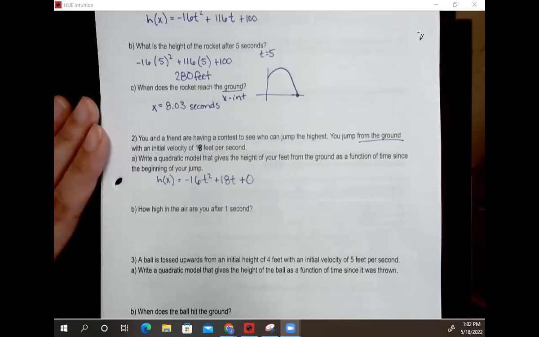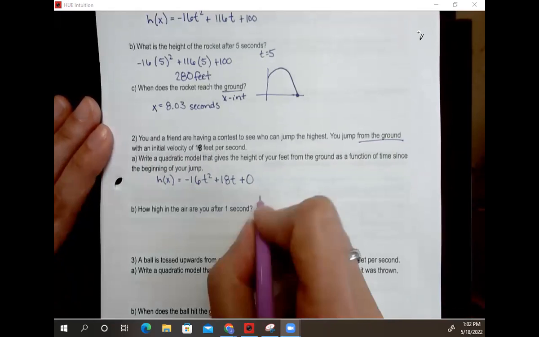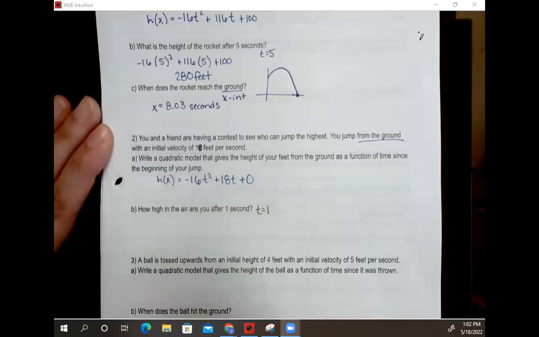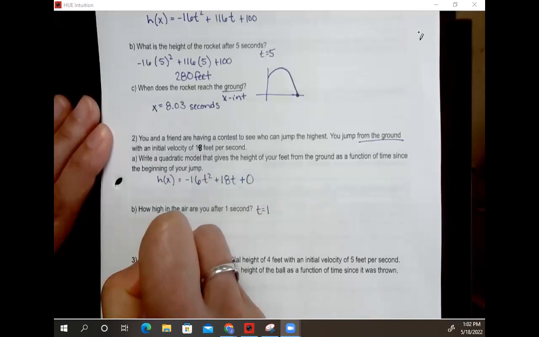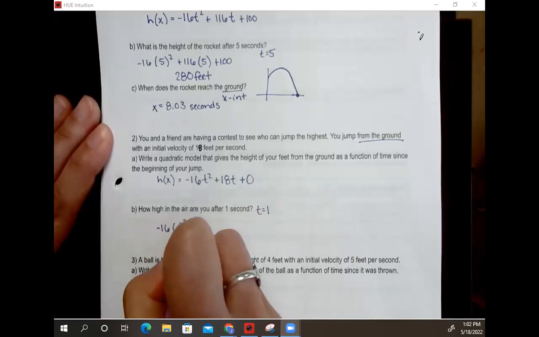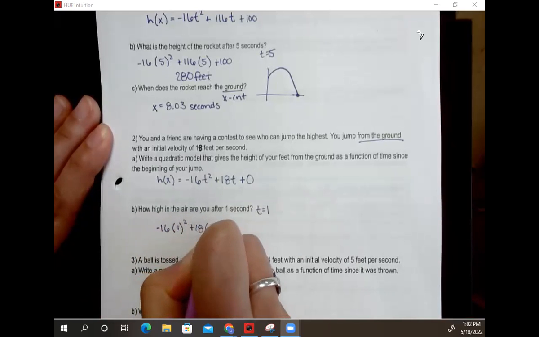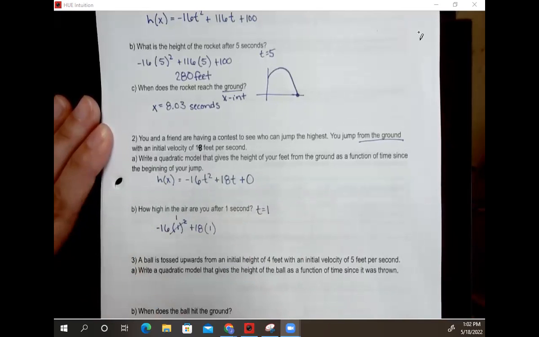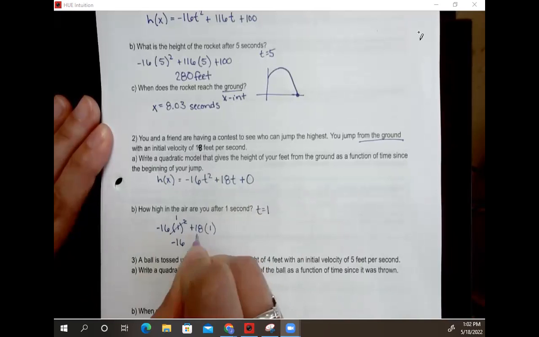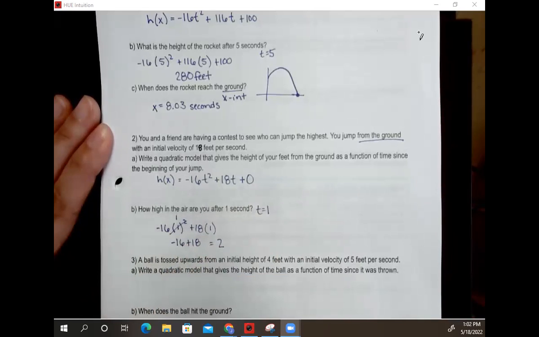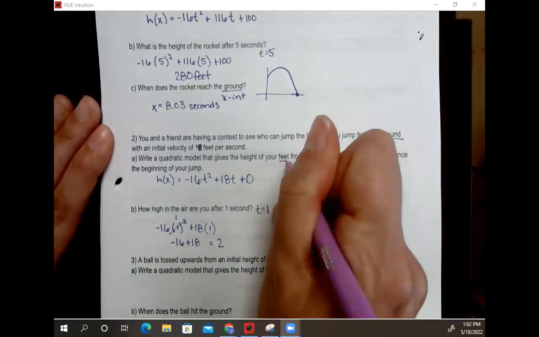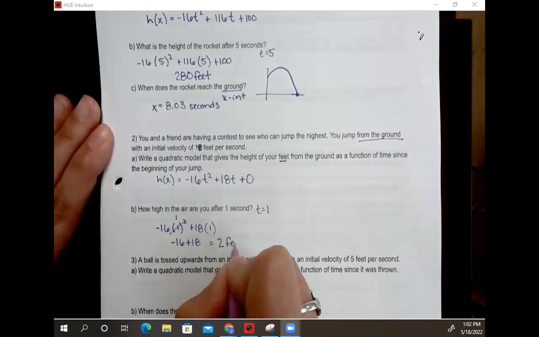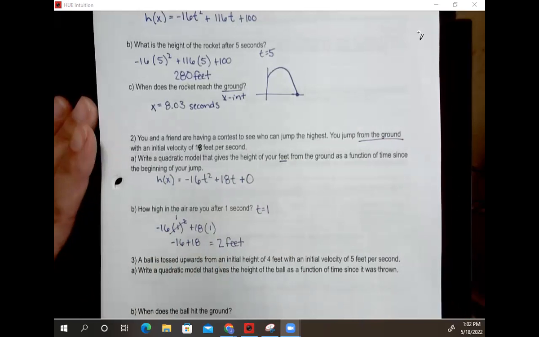And then B says, how high in the air are you after 1 second? So we're going to let t equal 1. This would be negative 16 times 1 squared plus 18 times 1. 1 squared is 1. Negative 16 times 1 is negative 16. And then 18 times 1 is 18. So we would get 2 here. And our label would be feet. And 2 feet off the ground after 1 second.